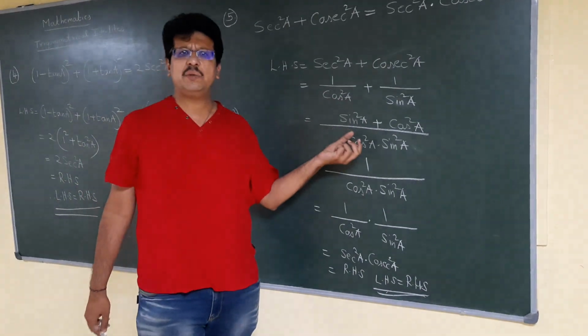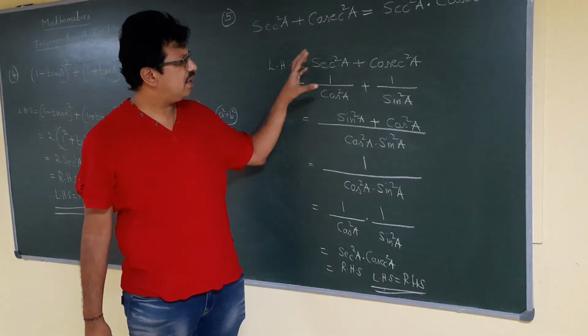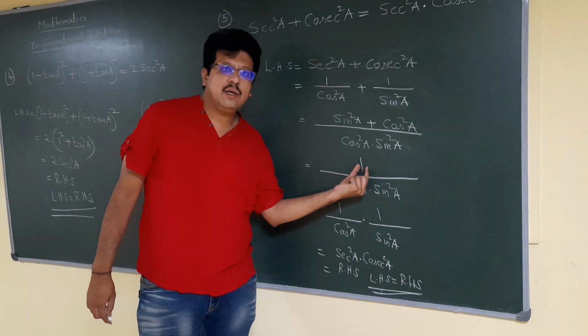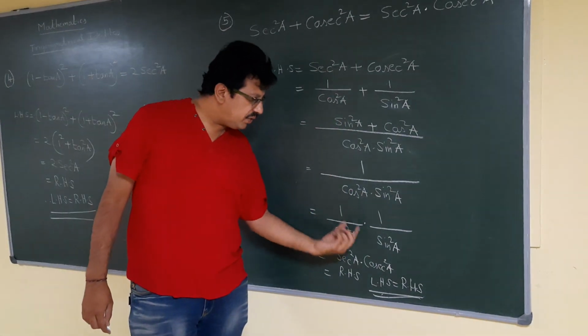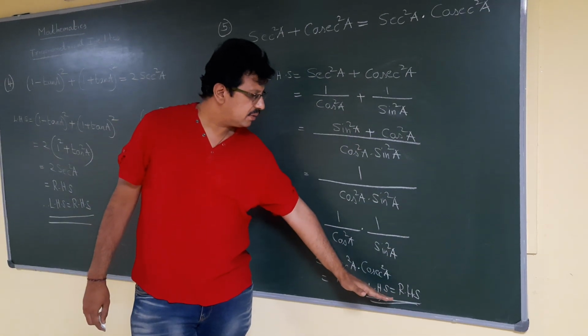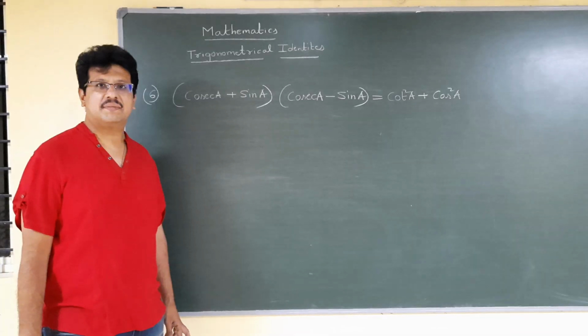Such a simple concept it is, children. So you should know the concept here: reciprocal relations and one identity, sine square A plus cos square A is 1. So these two important concepts we used and we have got LHS equal to RHS. I hope it is clear, children.